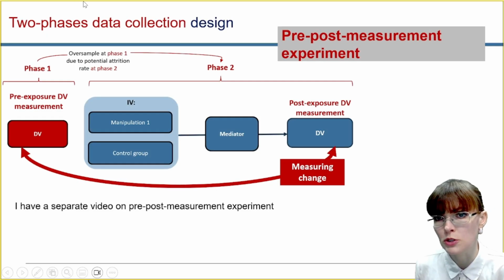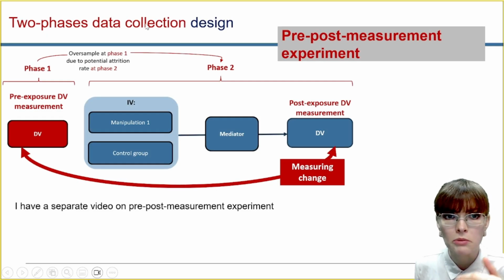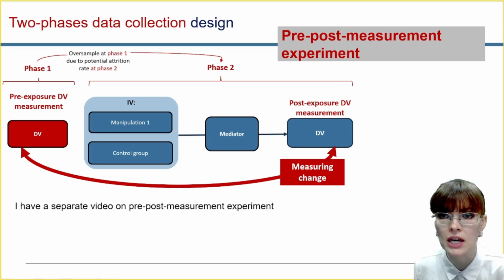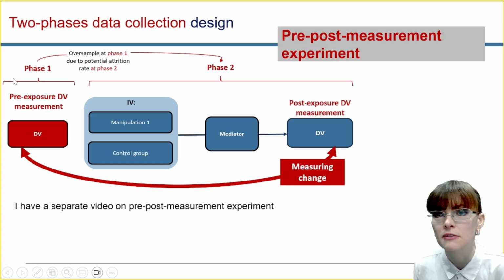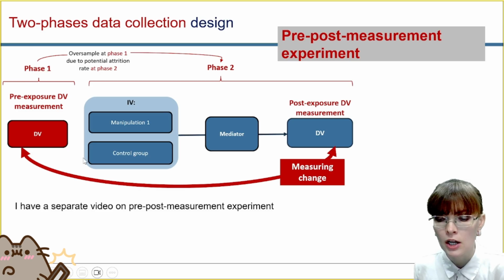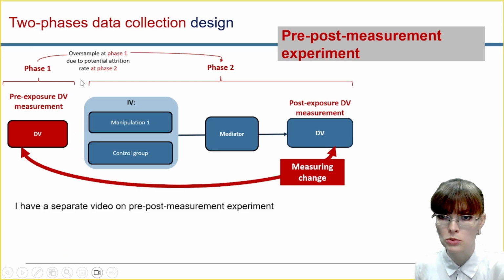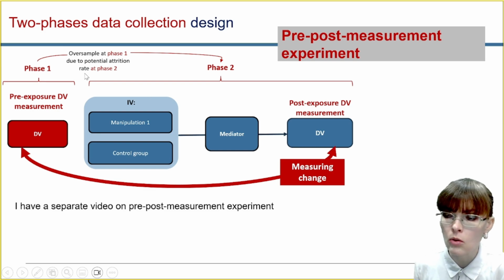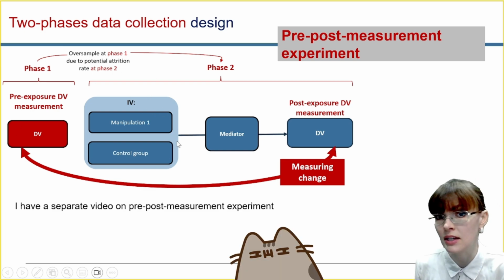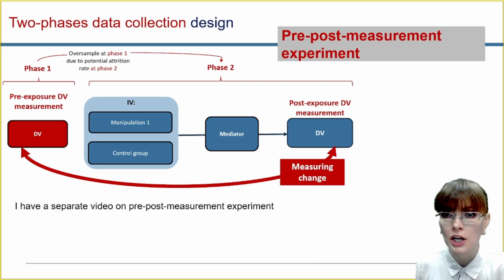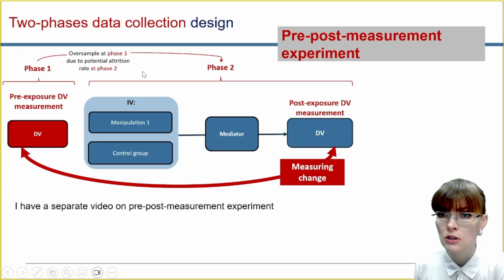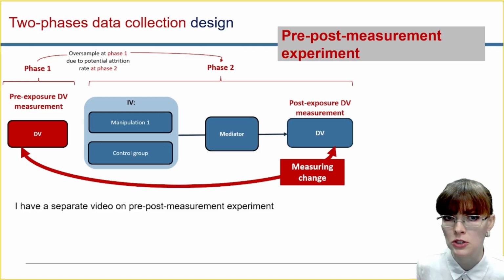What is important for the two-phase data collection or pre and post measurement experiment is that you oversample at phase one, at time one, because not all participants who took part in this phase one research may be willing or may have time to take part in the second phase of your research. So you expect that there will be some sample attrition. You may lose some participants. So recruit a bit more, let's say 30% more, assuming that not all of them will participate in your research.